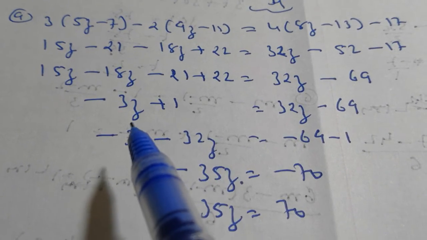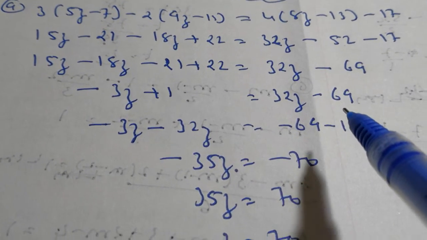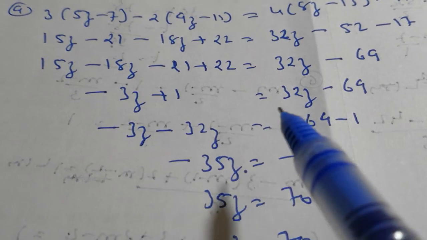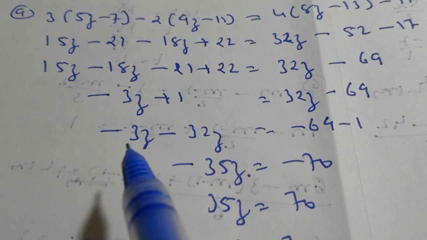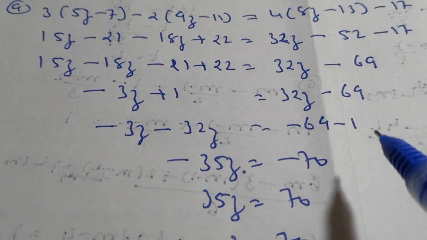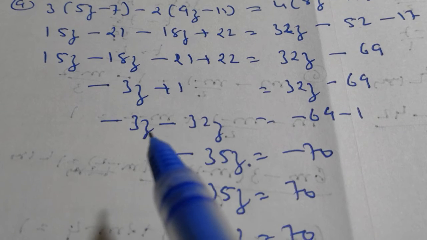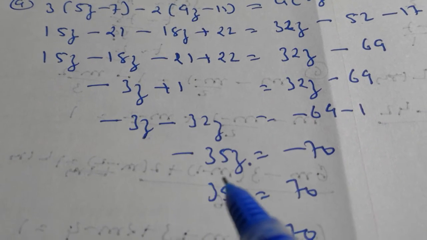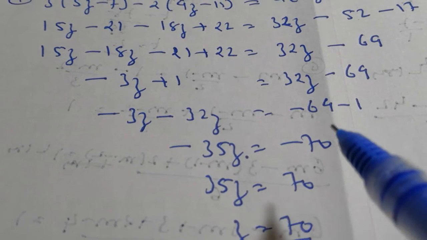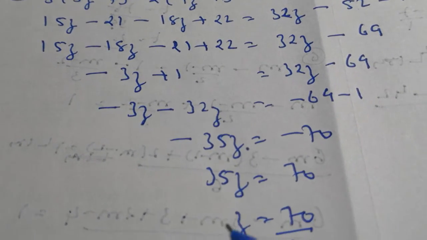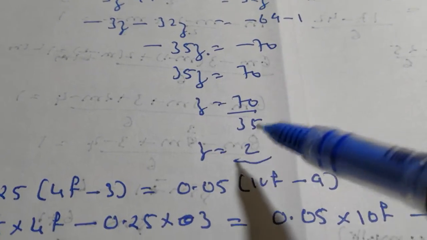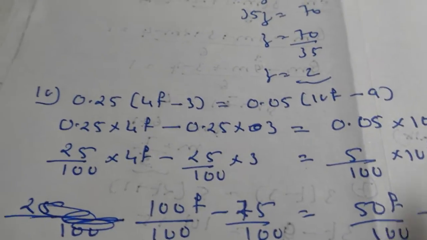So I am shifting minus 3z to the right hand side and taking 69 to the left hand side. So it becomes plus, or I am taking this to the left hand side. So minus 3z minus 32z is equal to minus 69 minus 1. 32 plus 3 is 35z, 69 plus 1 is 70, minus minus get cancelled. So 35z is equal to 70. Z is equal to 70 upon 35, z is equal to 2.